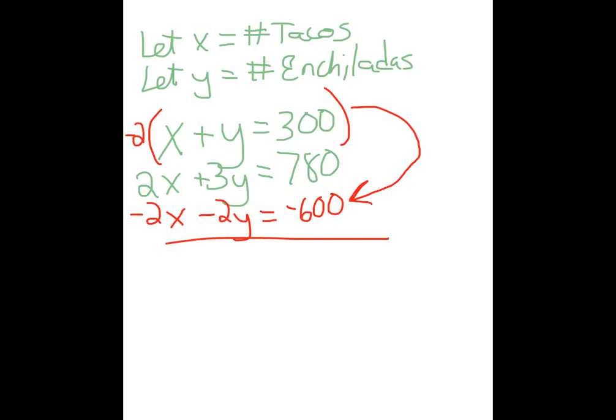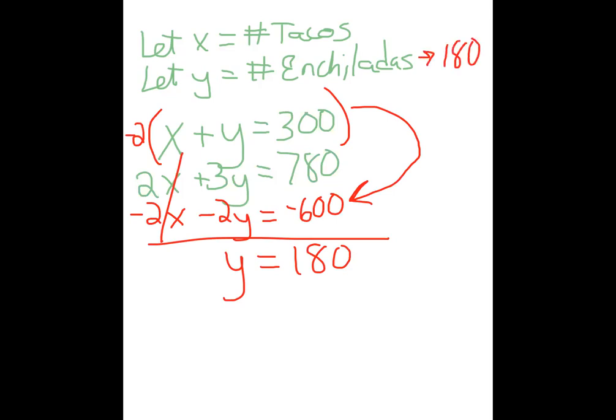And now if I add these two together, the 2 x's cancel. Sorry, 3y minus 2y is just y. 780 minus 600 is 180. So now I know that y is 180. So the number of enchiladas must have been 180.